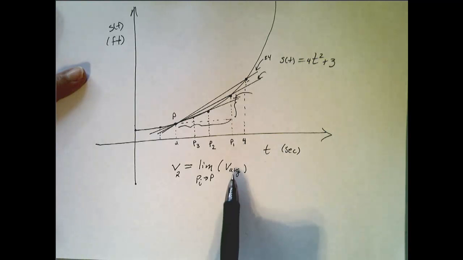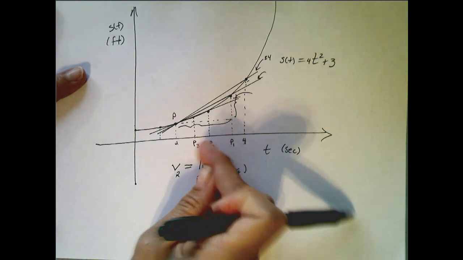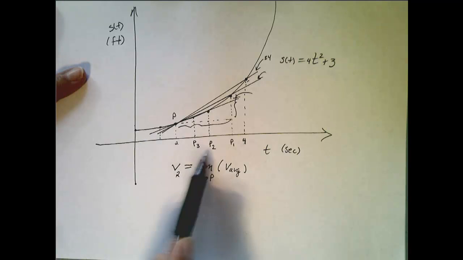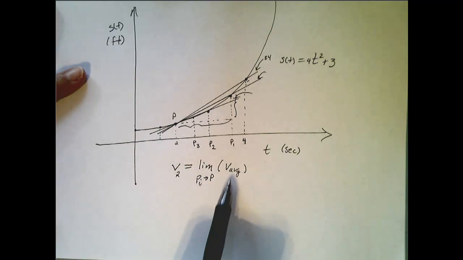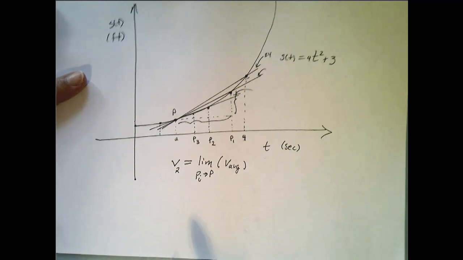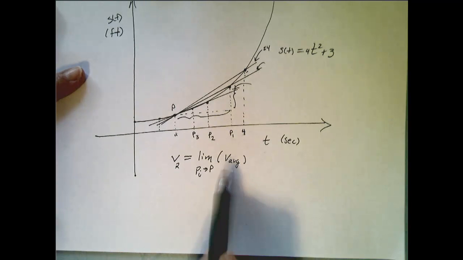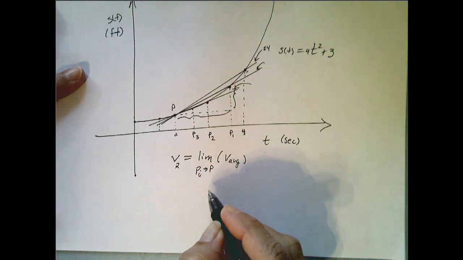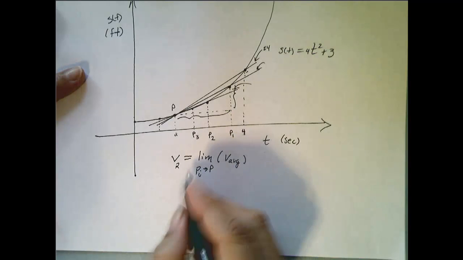So that just says that as I get points closer and closer on either side of 2, the average velocities that I'm measuring start to approach the instantaneous velocity at 2. So let's see if we can even further hone in on what this formula should look like.